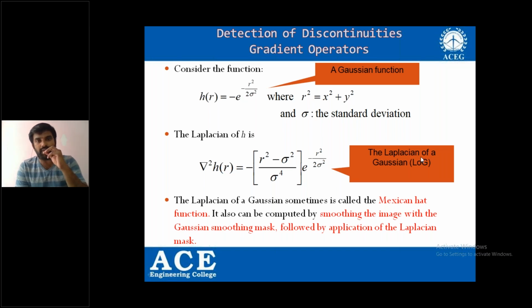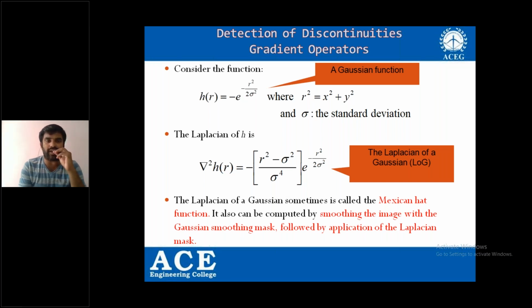In real time, we design a mask based on this Laplacian of Gaussian. The Laplacian of Gaussian is sometimes called the Mexican hat function, because its shape looks like a Mexican hat. I'll show it in the next slide. It can also be computed by smoothing the image with the Gaussian smoothing mask, followed by the application of the Laplacian mask. So you can apply it in a different way also.